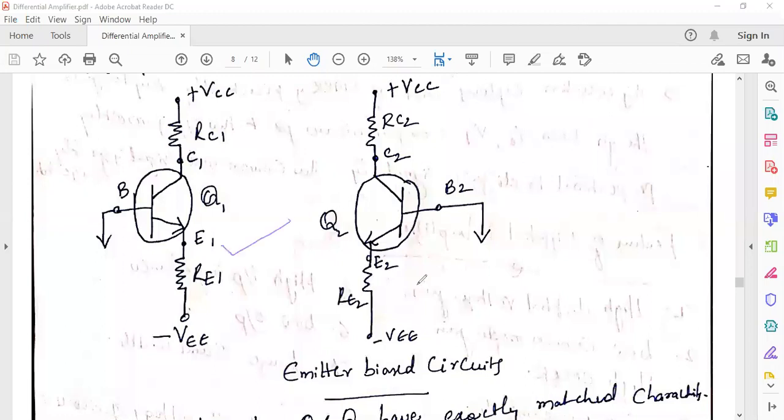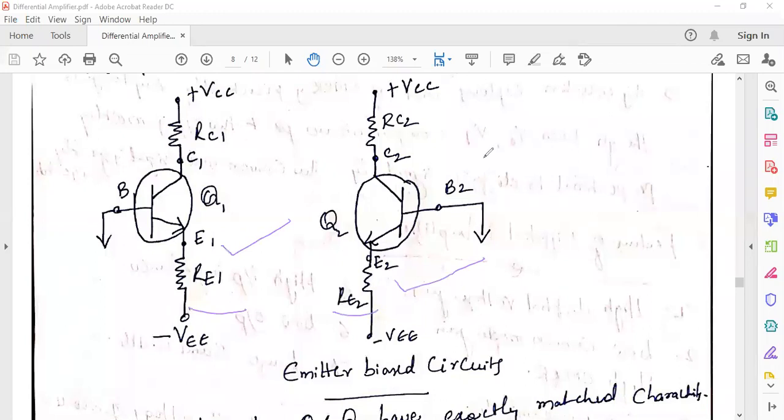When you are connecting the emitter of Q1 to the emitter of Q2, the first emitter resistance RE1 and the second emitter resistance RE2 become parallel.